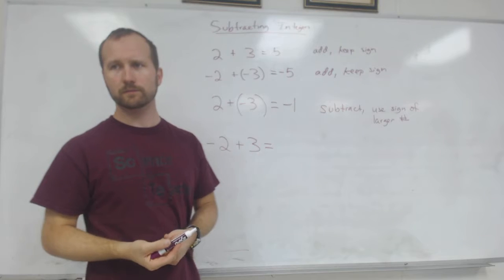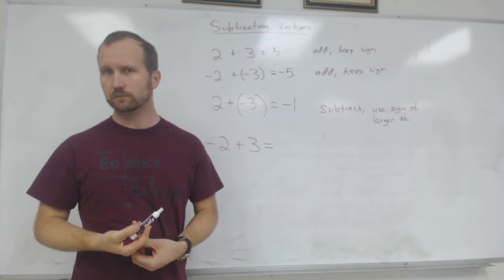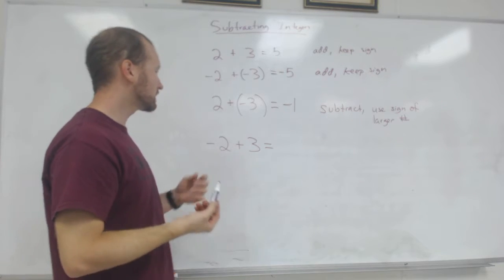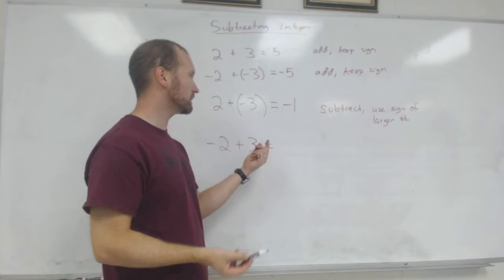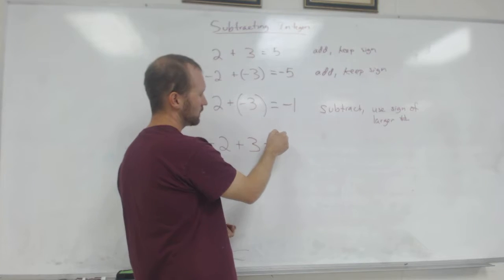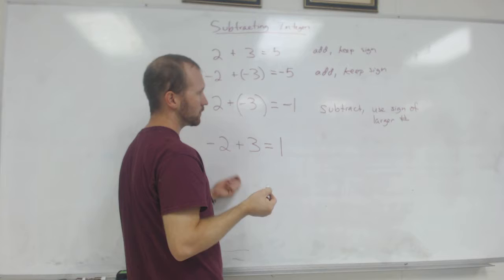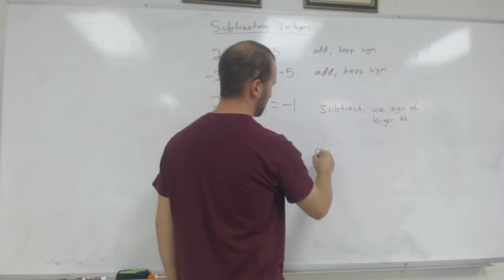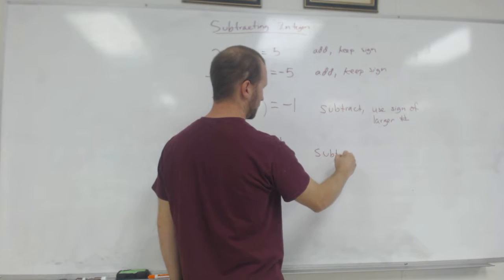What if I had negative 2 plus 3? What do I do? You subtract. So 3 minus 2 is 1. I get positive 1 because we use the sign of the greater number.